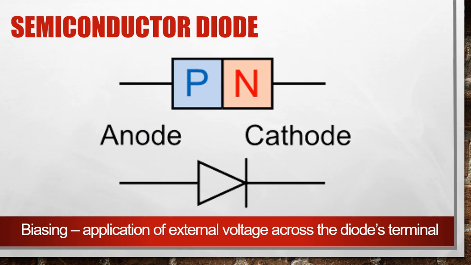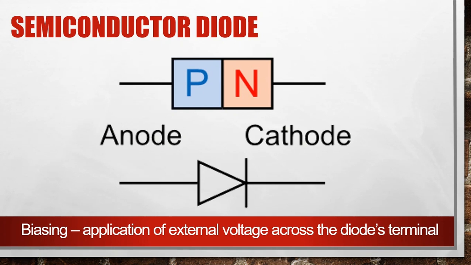What is bias or biasing? Biasing is the application of voltage across the diode's terminals. Terminals of diodes are anode and cathode. Yung P-type material, siya yung anode, and yung N-type material, siya yung cathode.